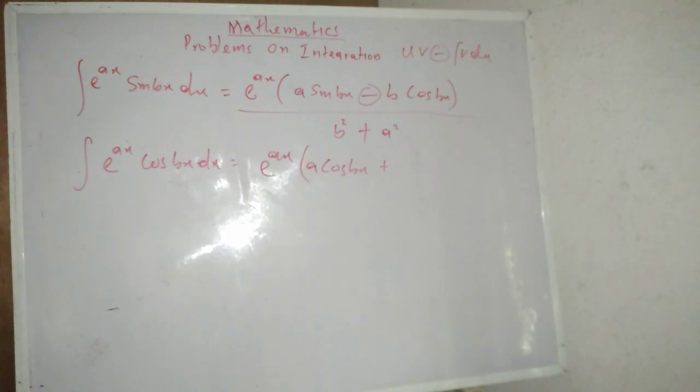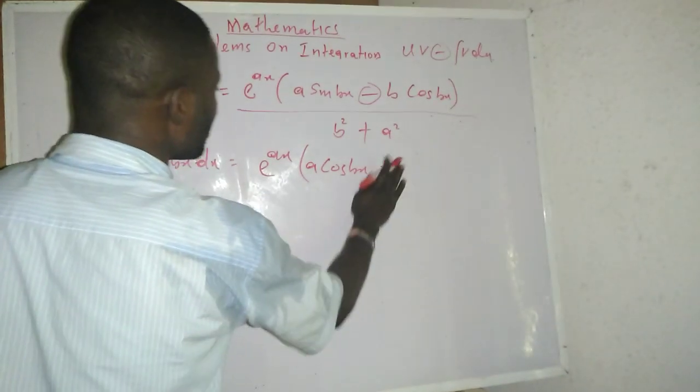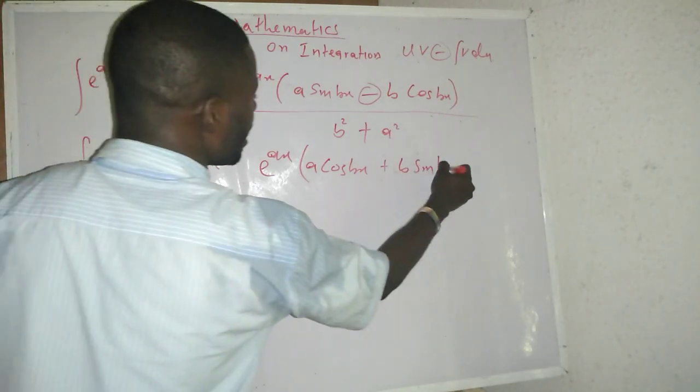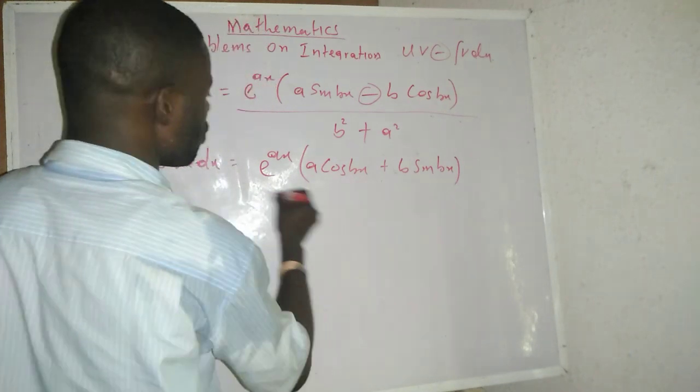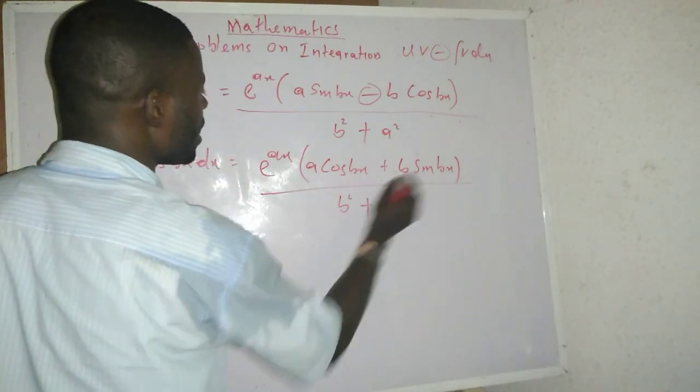Now, plus. Now, I will differentiate this, which I will have sine. I will have b sine bx, bracket, all over what? b squared plus a squared. That is my final answer.